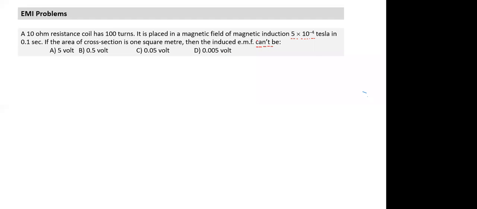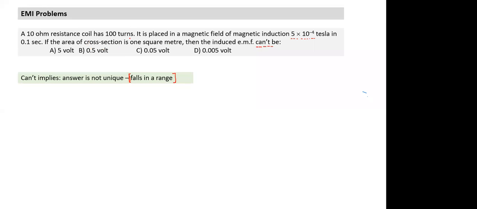The moment I see the words can't be, if there was only one answer, three answers would have been wrong. But the moment there's a can't be term here, what does it imply? It clearly implies the answer is not unique, it falls into a range. Okay, then only it is possible. Why is it falling in a range here? Let's see why there's a range.